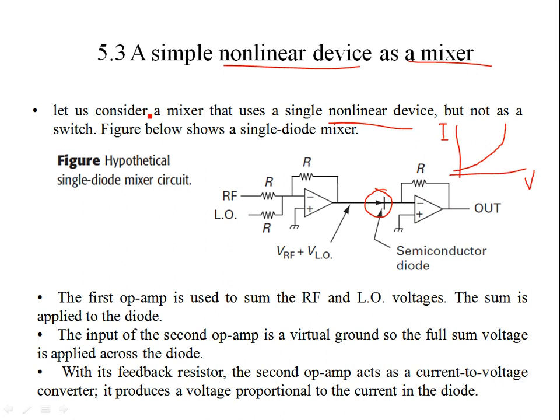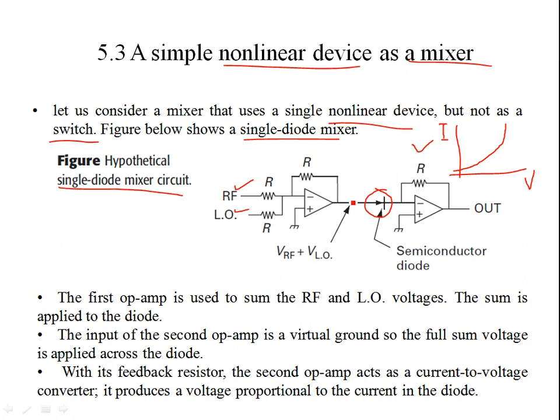So we are not considering the diode as a switch or a rectifier, but we are exploiting this nonlinear relationship of the diode for mixing of the RF and local oscillator energies or signals. So the figure shows a hypothetical single diode mixer circuit.